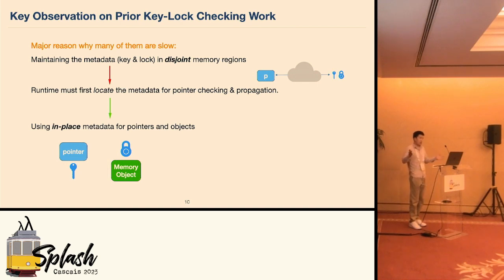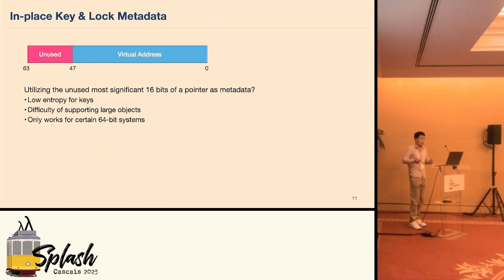Also, several previous works tried this idea. One option is we can utilize the unused, most significant 16 bits of a pointer as the metadata. However, because there are only 16 bits, there are too few of them, so we need a key and we need other metadata for locating the lock. So it offers low entropy for keys, which is not secure, and it has difficulty supporting large objects. And it only works on certain 64-bit systems.